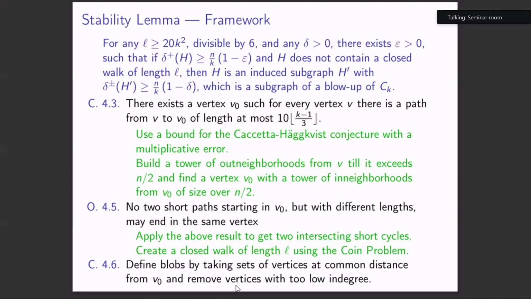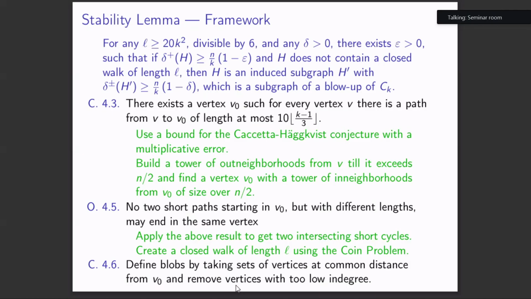In the end, when we have that, we can show that we have a structure which is very similar to a block of C_k. Then we simply need to remove vertices with in-degree which is too low, which we could do with some help of technical double counting. Okay, so that's the framework. Let's get from the general framework to details.